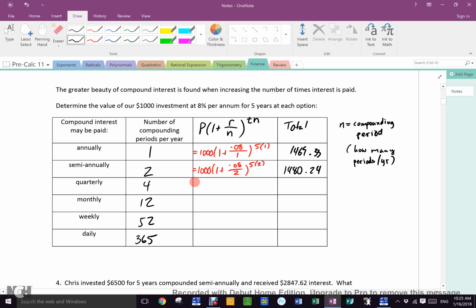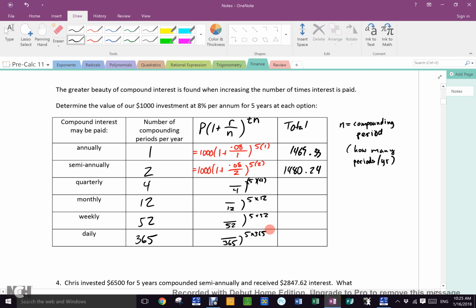Now, do we need to go all the way down? You can if you want, but what's going to change? Instead of 2, it's going to be divided by what? 4, and it's going to be to what exponent? 5 times 4. Right? This one's going to be divided by 12, and it's going to be to what exponent? 5 times 12. This one's going to be divided by 52, and it's going to be to 5 times 52. This is going to be divided by 365, and it's 5 times 365.